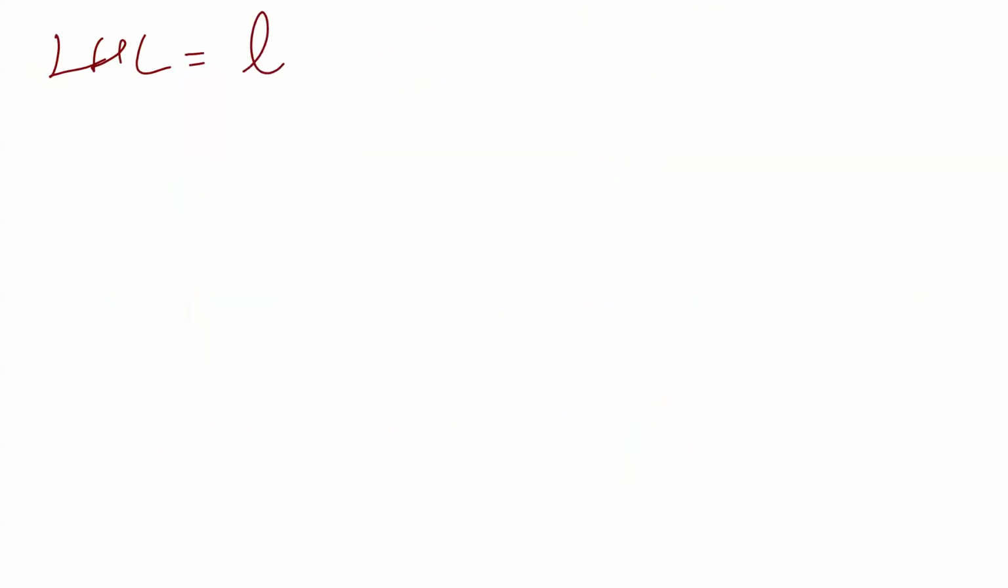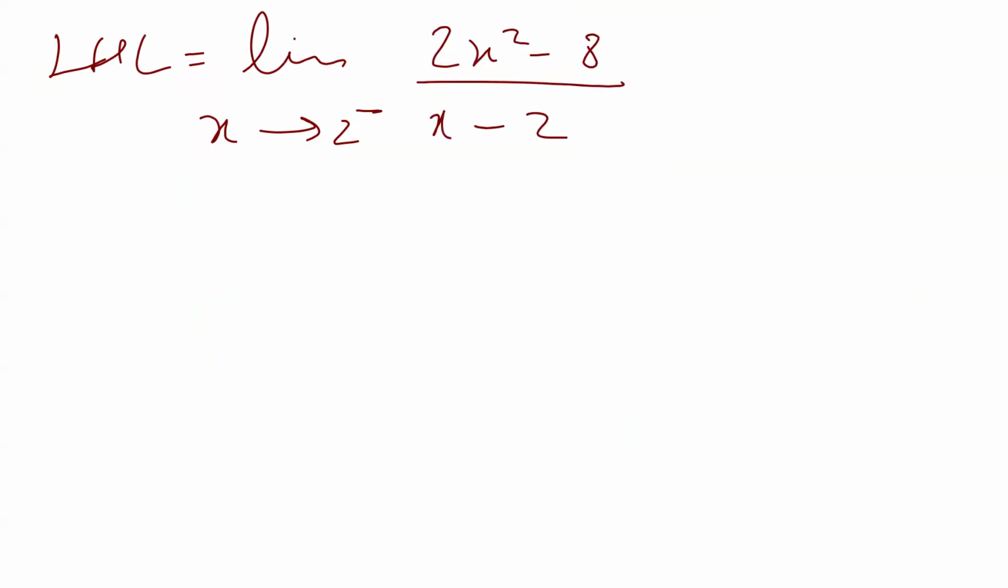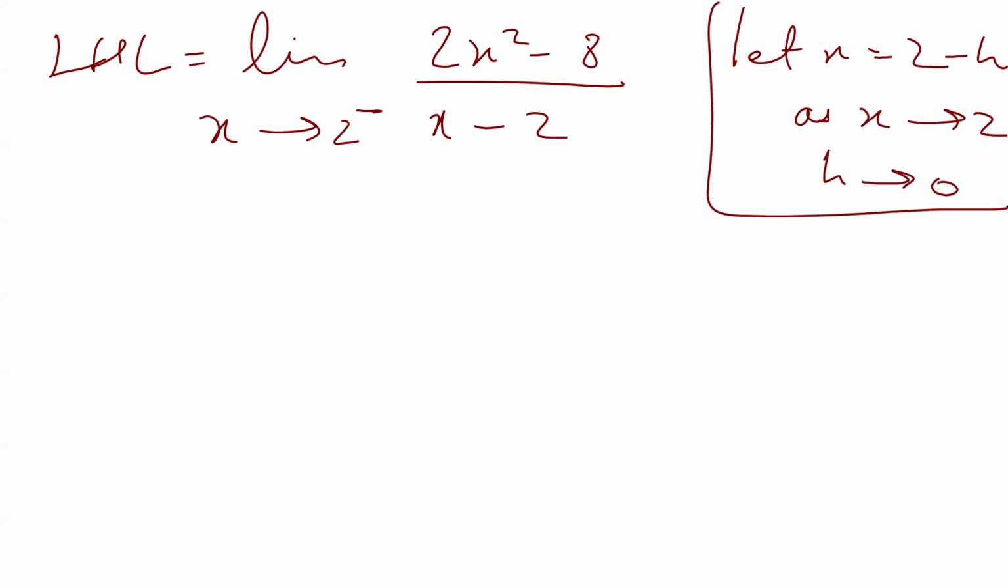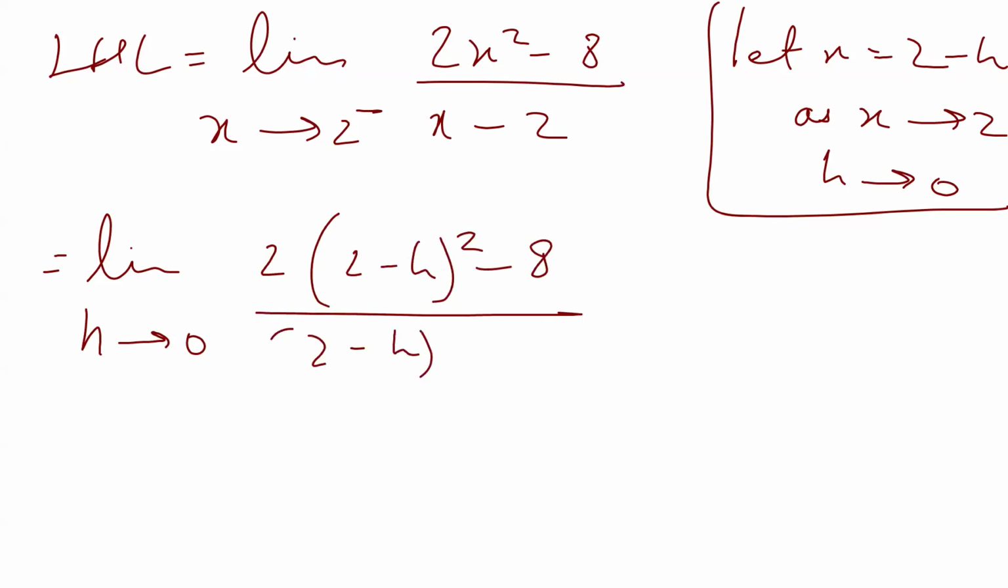LHL, limit x approaching 2 minus. What is the function? The function is (2x square minus 8) upon (x minus 2). Let x is equal to 2 minus h. As x approaches 2, h will approach 0. So limit h approaching 0, (2 times (2 minus h) the whole square minus 8) upon (2 minus h minus 2).